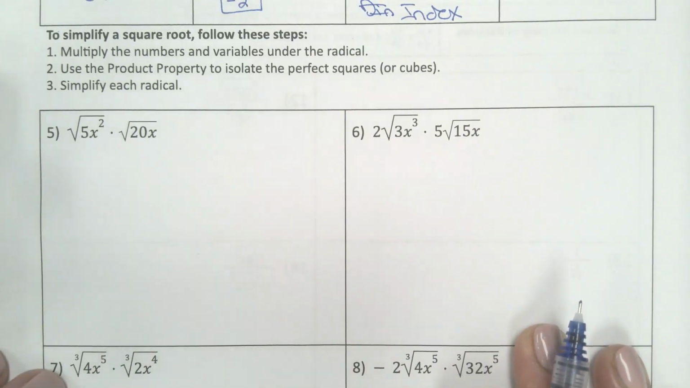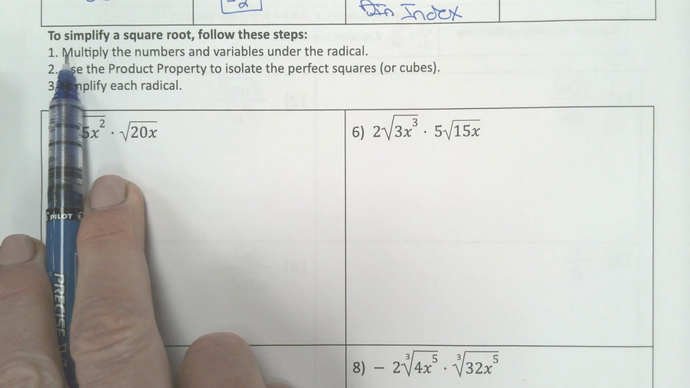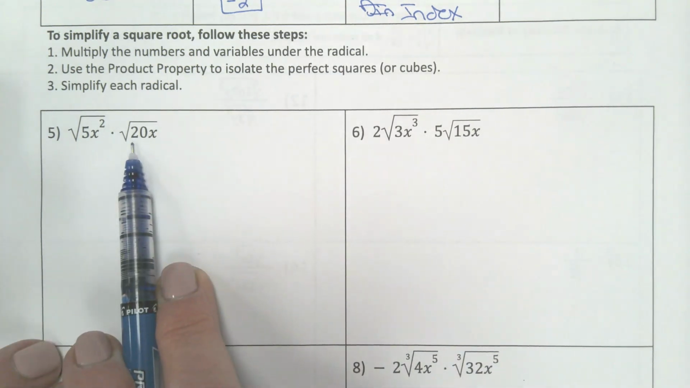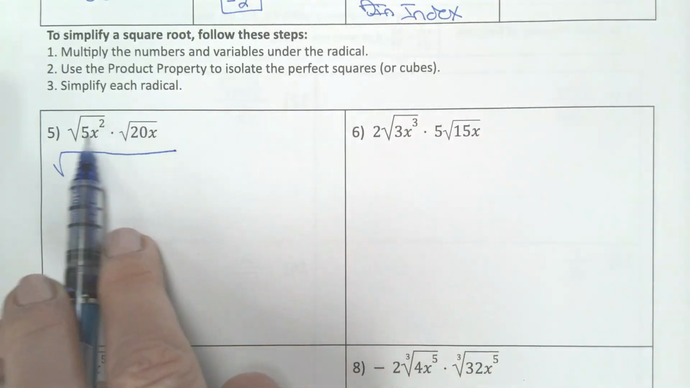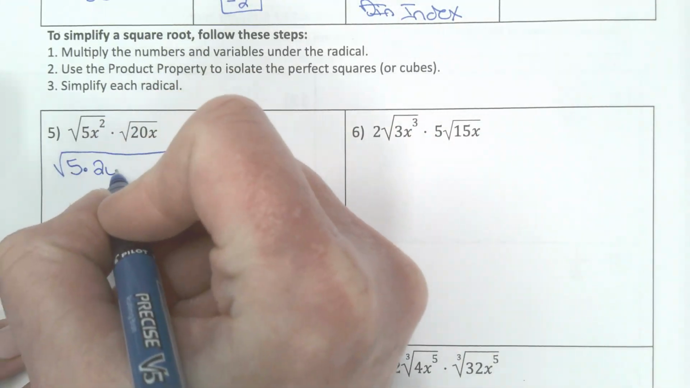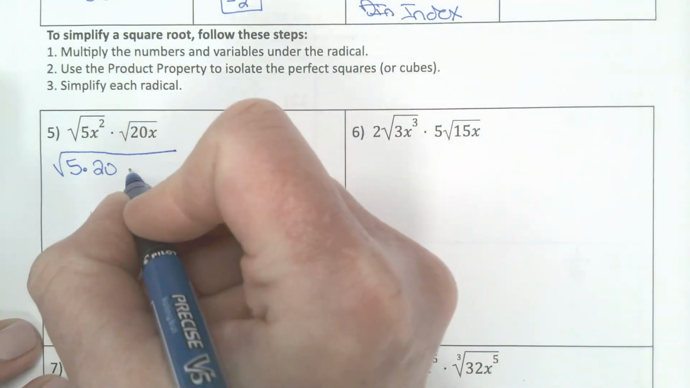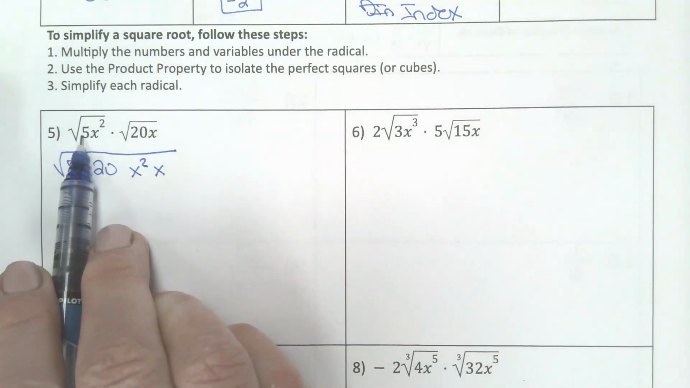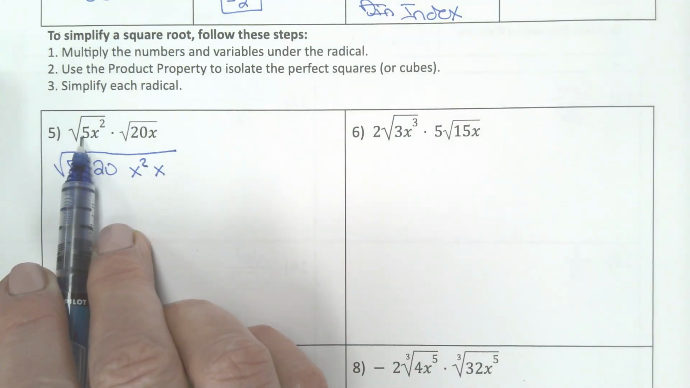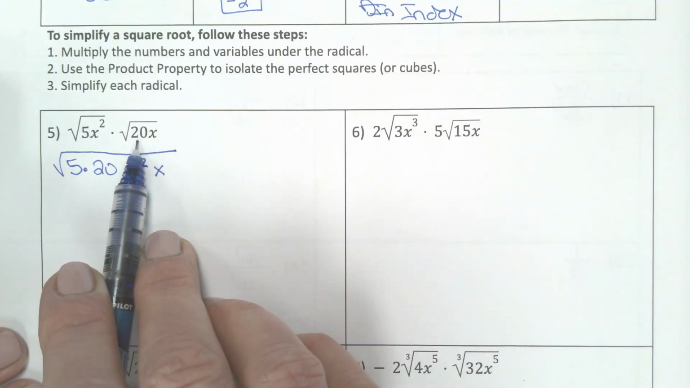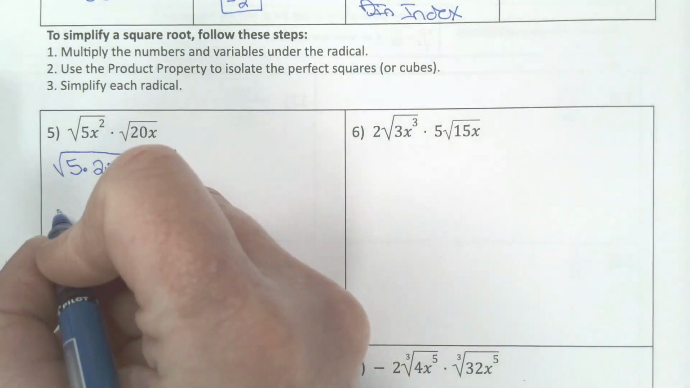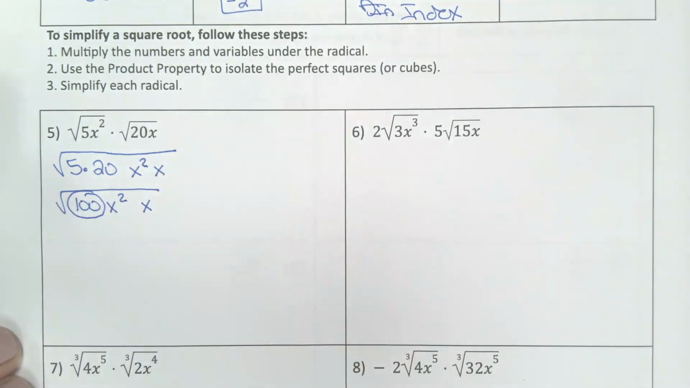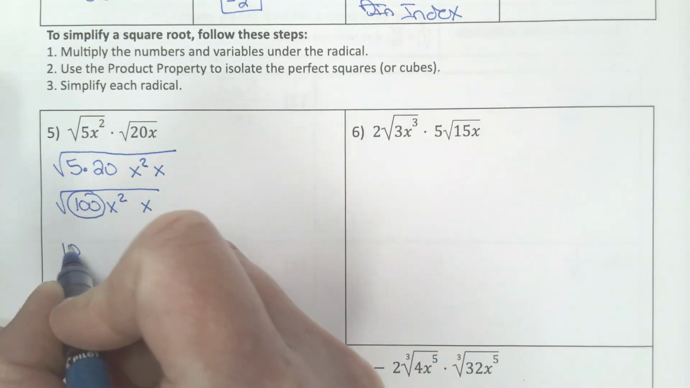All right, here we go, number 5. If you look up here at the steps to simplifying, step number 1 says multiply the numbers and the variables under the radical. There's a property of multiplication that says I can multiply these two numbers and I can move them around any way that I want to. So I'm going to group the numbers together, and I'm going to keep the variables together. I think that's going to help me. I did this because I cannot take the square root of 5, I would get a decimal of some sort. And I cannot take the square root of 20, I would get a decimal of some sort. But if you multiply them together, 5 times 20 is 100.